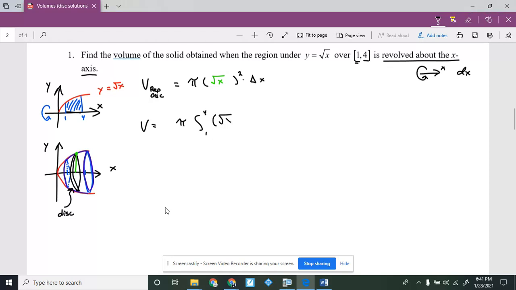But maybe for no flow, I'll write this. Because a lot of times, this is what you'll start with. You won't show this ever. Notice I didn't write delta x here. It's dx because it's an integral. It's the thickness going to 0.